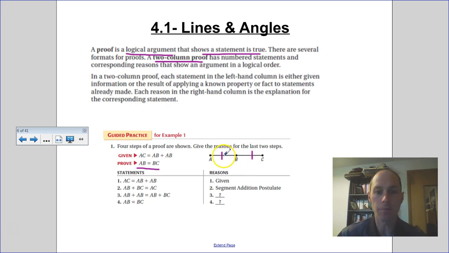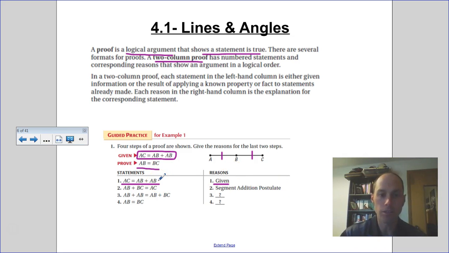We can't say they are because they don't have markings to prove it. All we know is our given information, that AC equals AB plus AB. So I know this full segment equals AB plus AB again. So how do we show that these two are the same? Well, let's start off with what we know. Typically, that's how proofs start off. Let's write down the given information. Okay, now from that, what can I conclude?